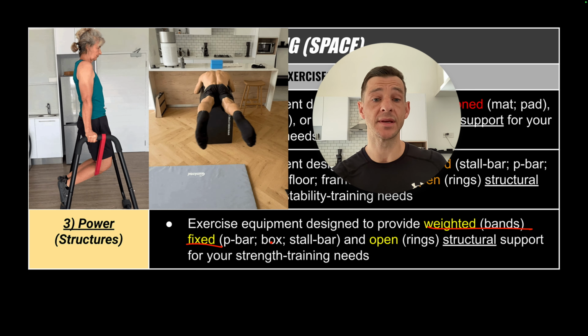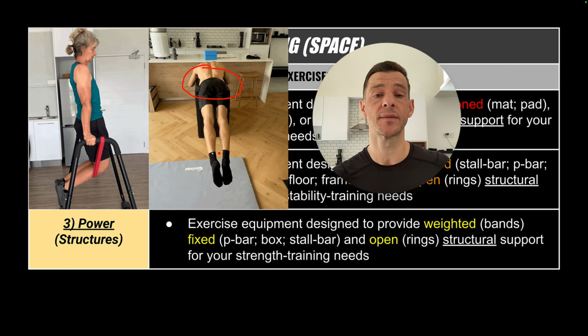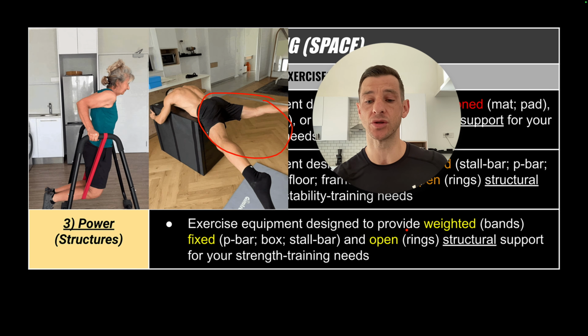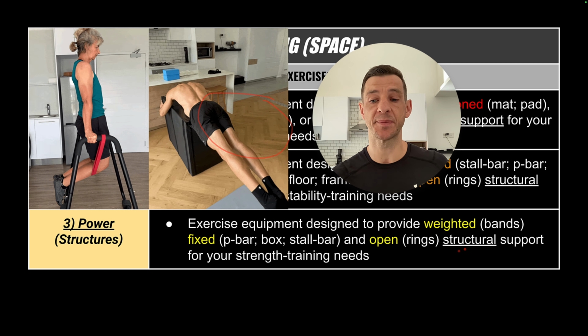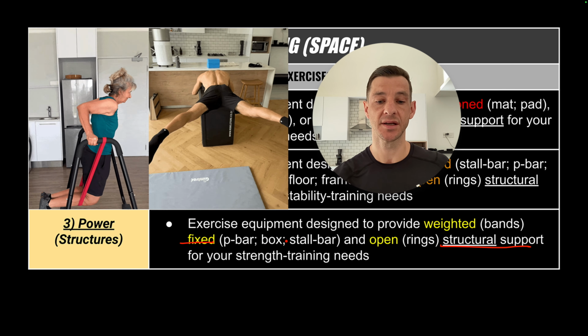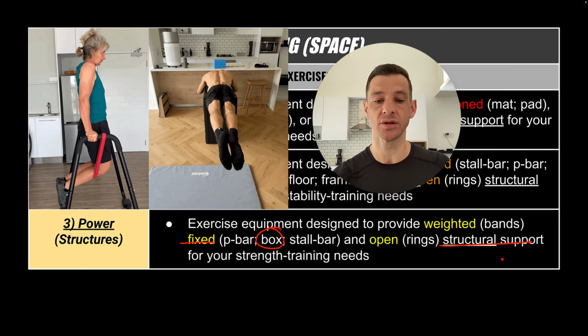Is it closed chain, open chain? Upper body, closed chain, fixed base of support. Open chain for the lower body has freedom to move. And the support is structural in nature. So we have fixed box structural support.